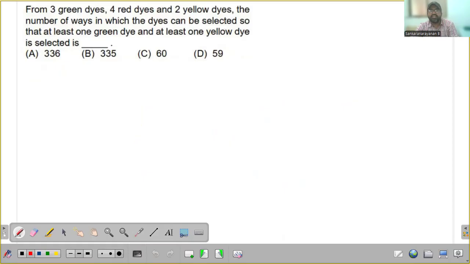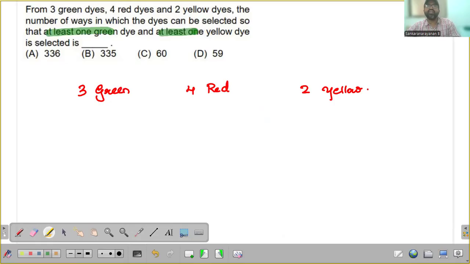From 3 green dice, 4 red dice, 2 yellow dice, the number of ways in which the dice can be selected so that at least one green die and at least one yellow die is selected. So let us take a look at the supply here: 3 green dice, 4 red dice, 2 yellow dice. Condition wise, there should be at least one green die, at least one yellow die.